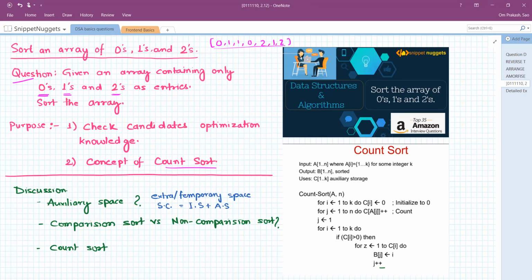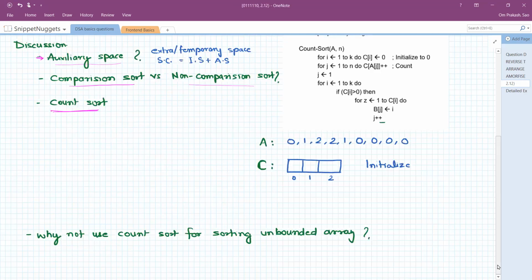This question is generally asked to test things like how well the candidate is using auxiliary space. We will discuss that. Also, we will discuss what comparison and non-comparison sorting are. We will discuss count sort, because this solution is based on the sorting algorithm called count sort, how it works and all. And at the end, we will discuss why we cannot use counting sort as an algorithm to sort any unbounded array.